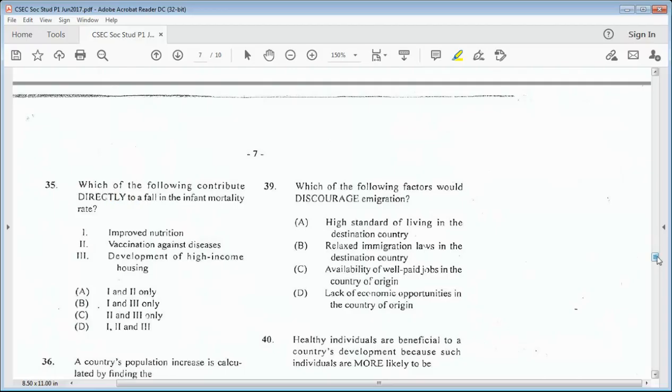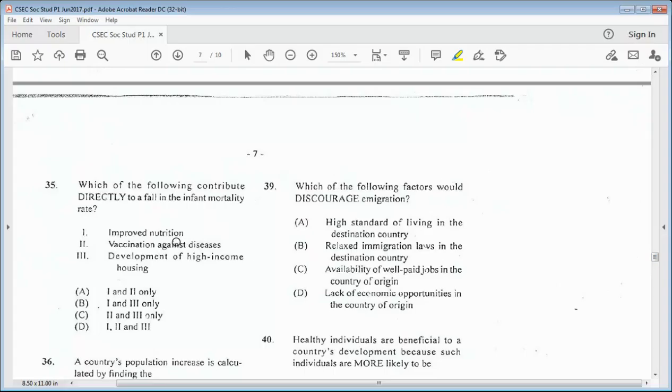So let's move on to number 35. It says, which of the following contribute directly to a fall in the infant mortality rate? 1, improved nutrition. 2, vaccination against diseases. 3, development of high-income housing. Is it A, 1 and 2 only? B, 1 and 3 only? C, 2 and 3 only? Or D, 1, 2, and 3? So what would be our answer here? So it says contribute directly to a fall in infant mortality. Improved nutrition.